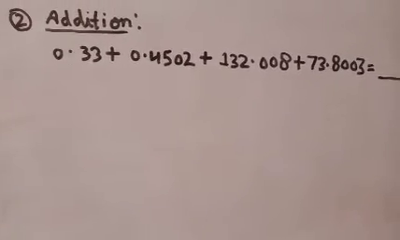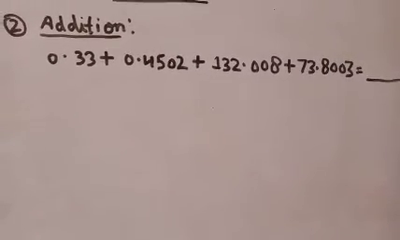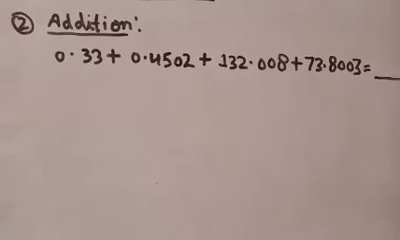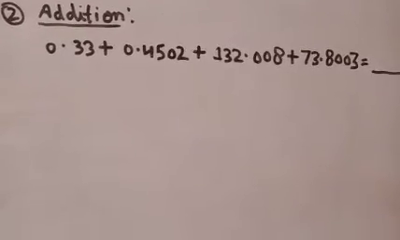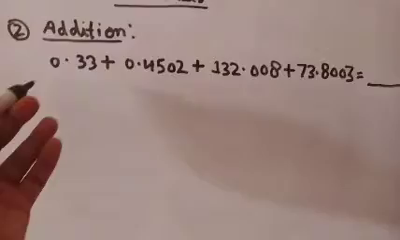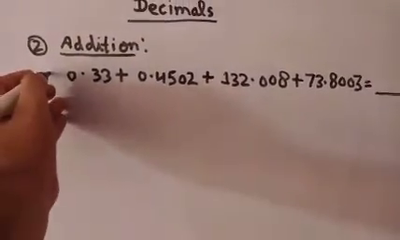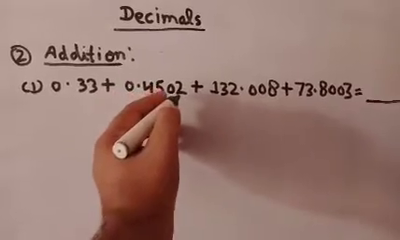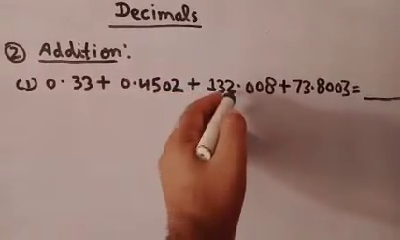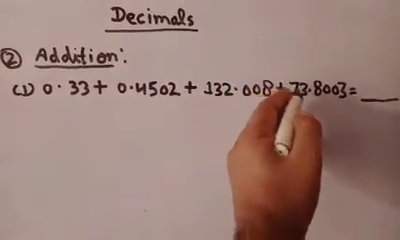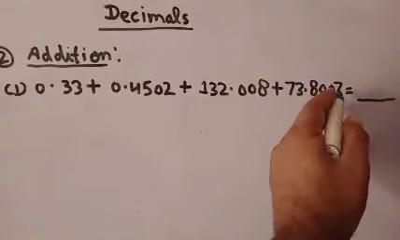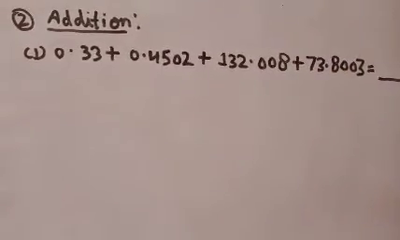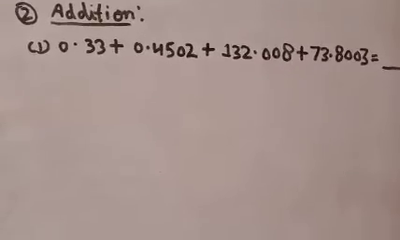So now student, the second type of question I will cover in this video, that is addition of decimal numbers. So this is an example, 0.33 plus 0.4502 plus 132.008 plus 73.8003. We have to add these decimal numbers.